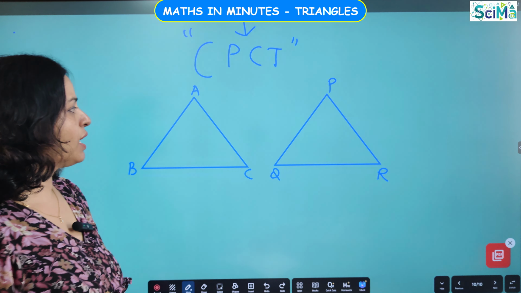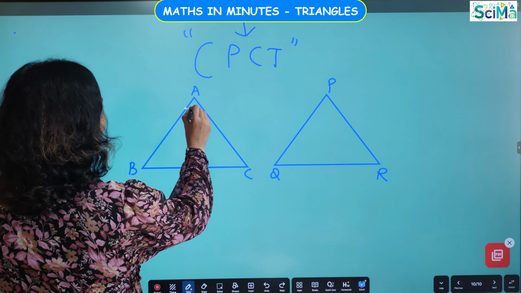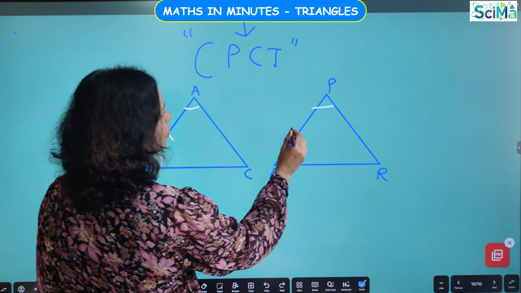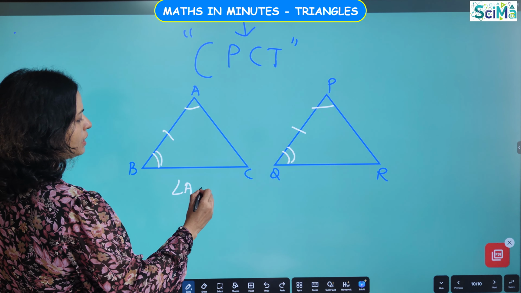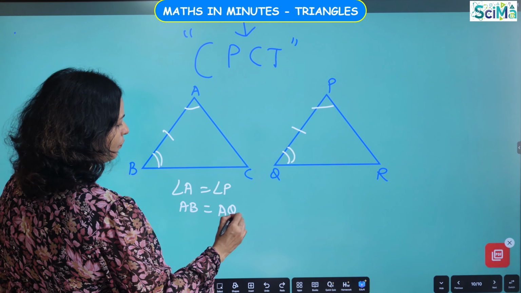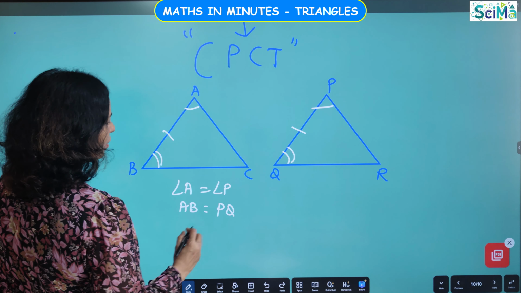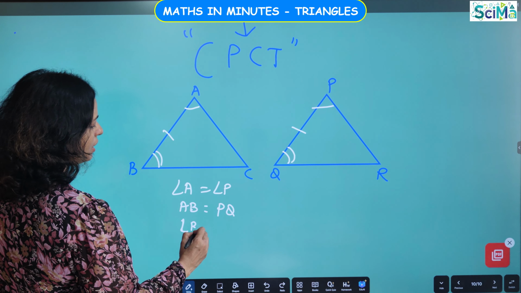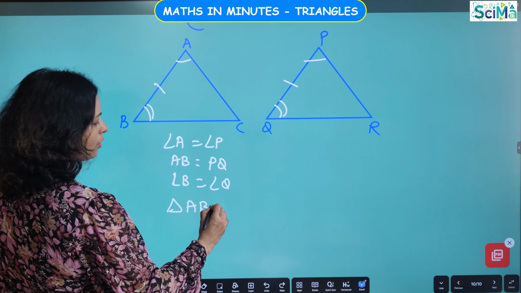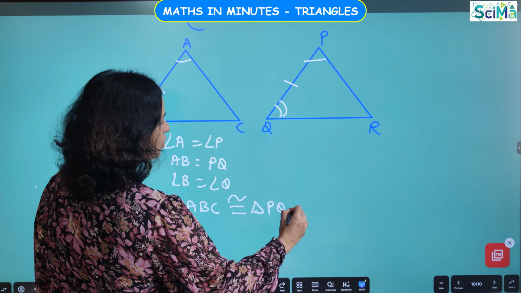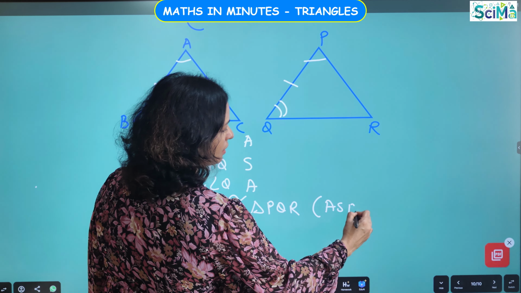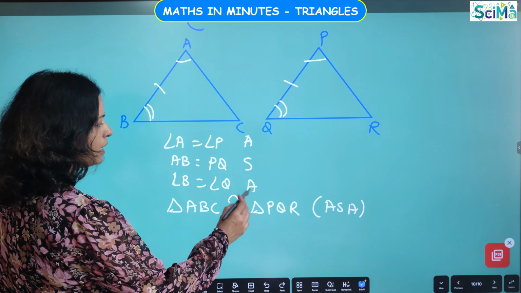Okay. So suppose I have 2 triangles and I have proved, maybe here it's given angle A equal to angle P, angle B equal to angle Q, and AB is equal to PQ is given. So I can write angle A is equal to angle P, AB is equal to PQ, and angle B is equal to angle Q. So by which congruency rule can we say triangle ABC is congruent to triangle PQR? Which rule is it? It is ASA rule, right? It is ASA rule. Okay. So by ASA rule, this is congruent.